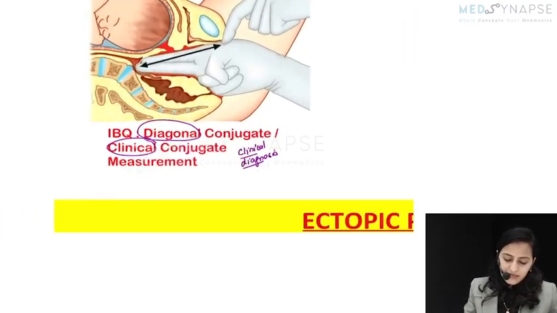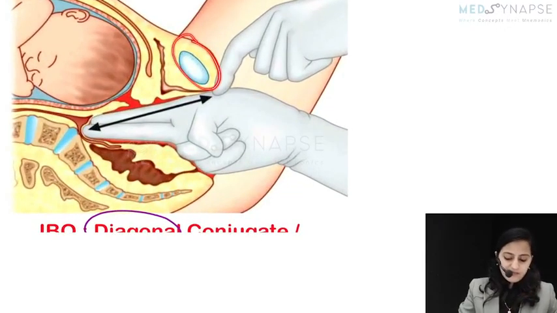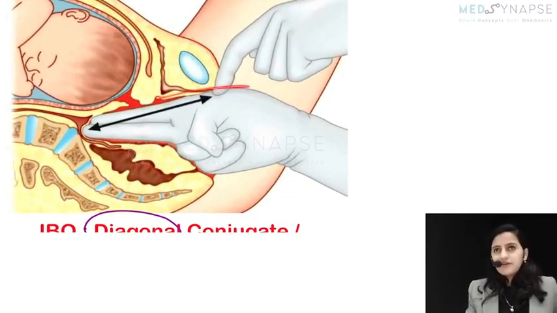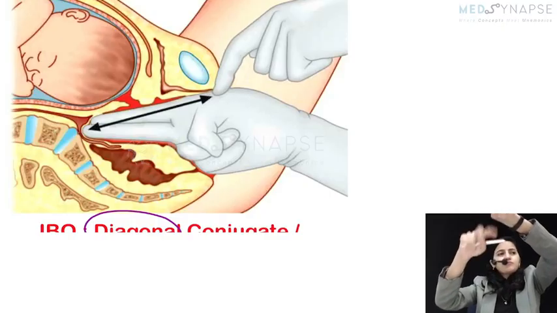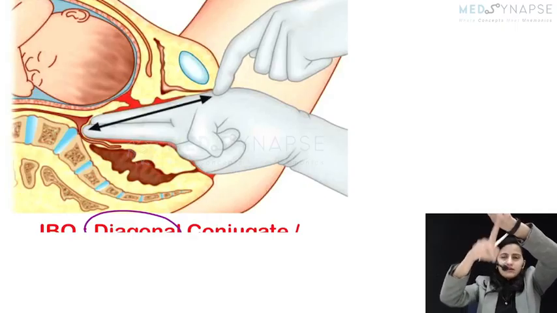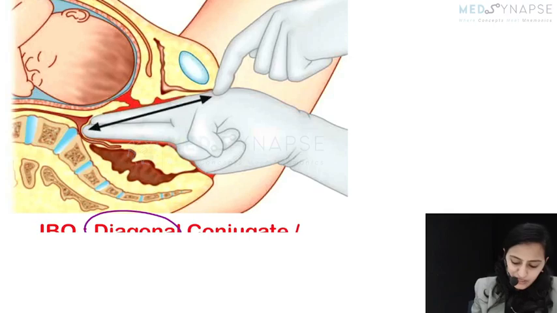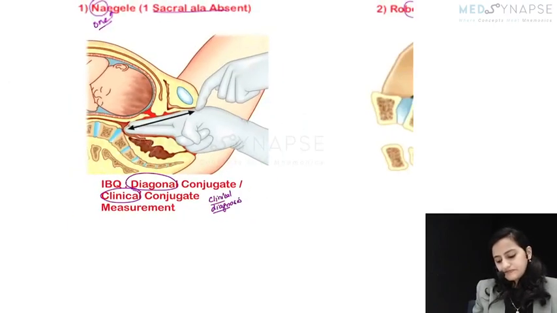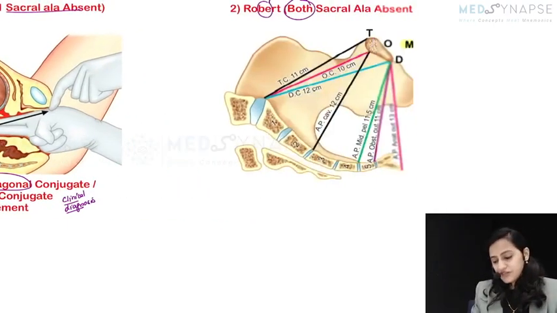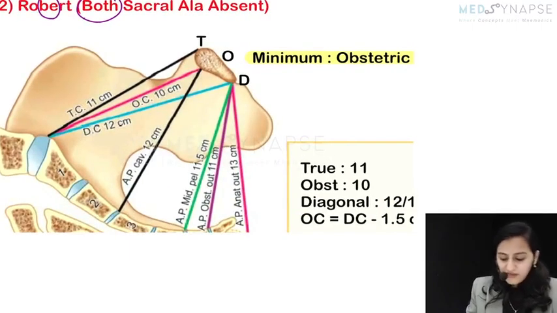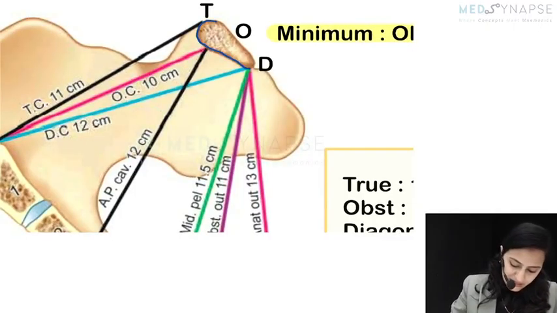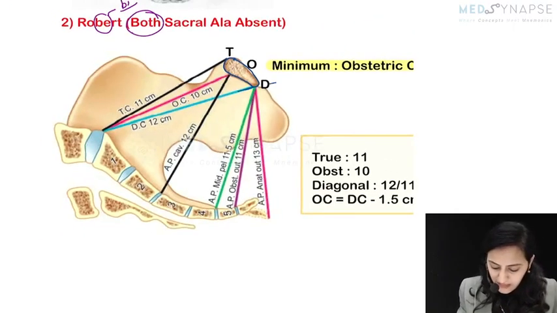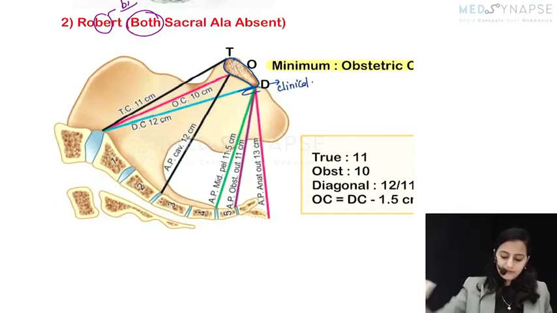So logically thinking, the diagonal conjugate, this is the pubic bone here. If I am measuring the diameter, which margin of the pubic bone is it, upper or lower? Lower. So diagonal conjugate is from the lower margin, because that is where you can touch with the finger. If you are given an image and asked which line this is, this is the pubic bone. The lower one will be the diagonal, the clinical. This is where we touch the finger.